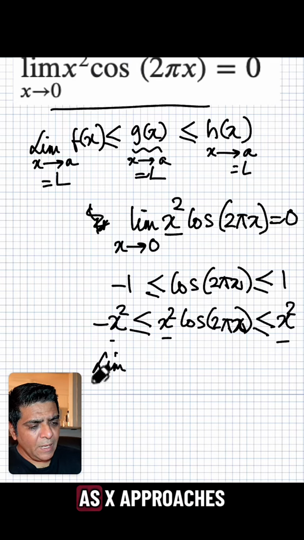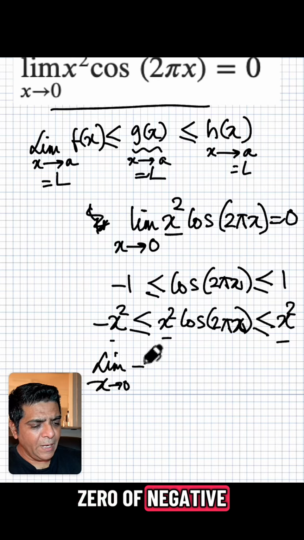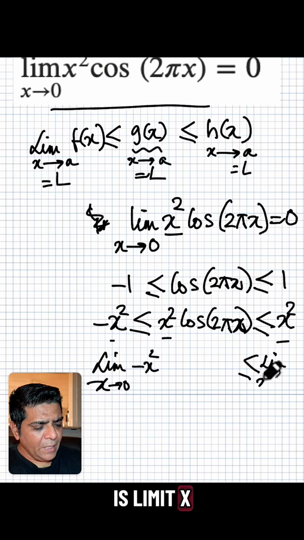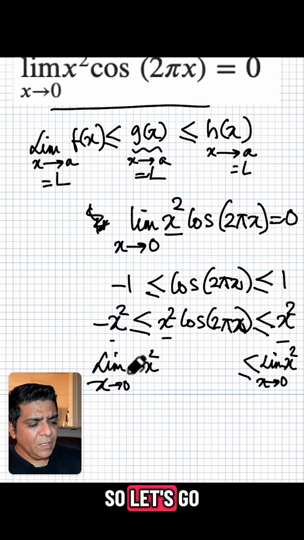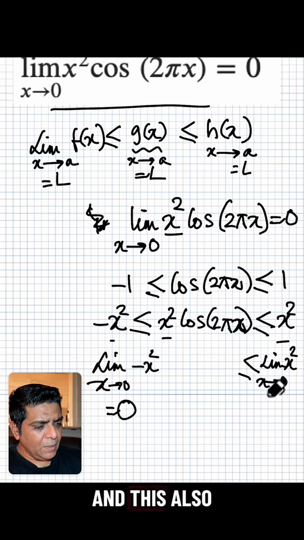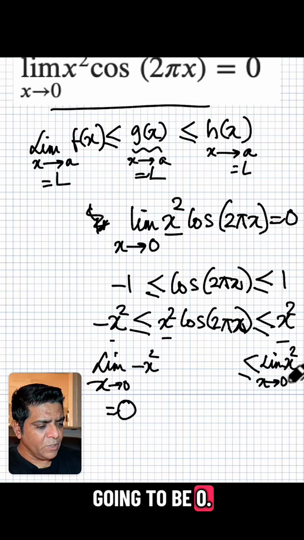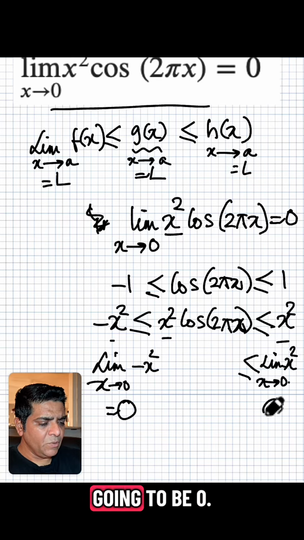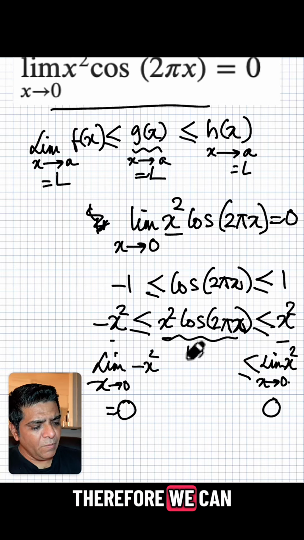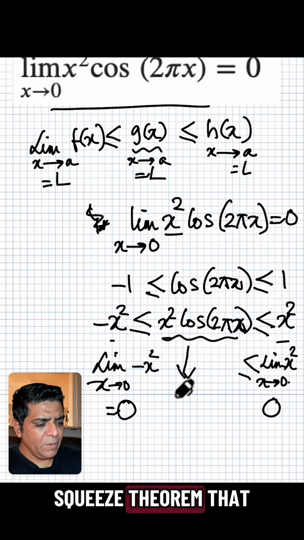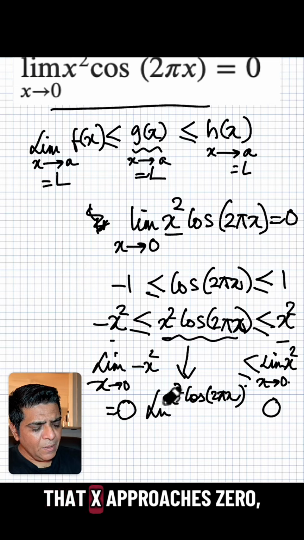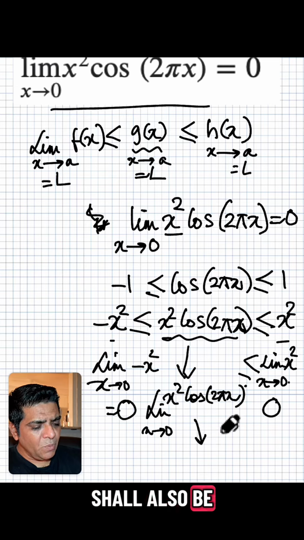So the limit as x approaches 0 of negative x squared, and let's take the other extremity, the limit as x approaches 0 of x squared. So let's go ahead and substitute the 0 here. So this is going to be 0, and the positive x squared is also going to be 0. Substituting 0 here, the limit is going to be 0. So since this is squeezed between these two other functions, we can say from the squeeze theorem that the limit of x squared cosine of 2 pi x as x approaches 0 shall also be 0.